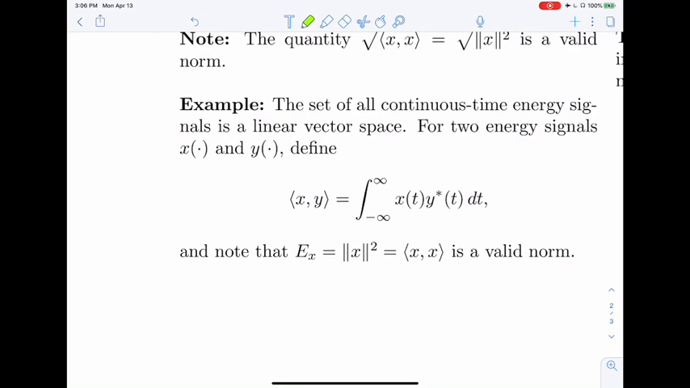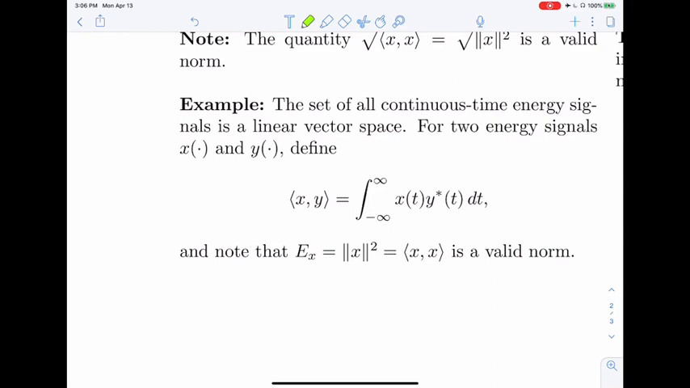So, an example: the set of all continuous time energy signals is a linear vector space. What does that mean? That means that there's this universe of objects of interest, and those objects of interest are going to be continuous time energy signals. We already studied in this class before things that were continuous time energy signals.